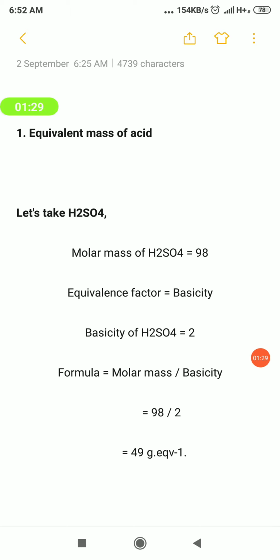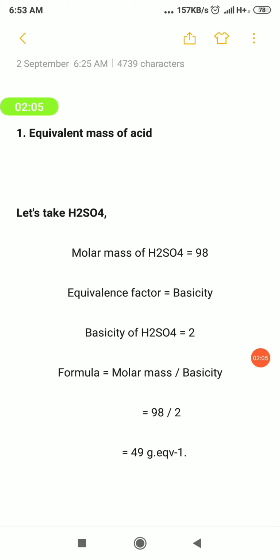And equivalence factor. If the given compound is an acid, the equivalence factor will be basicity. Basicity means the number of replaceable hydrogens present in the acid. So here, how many replaceable hydrogens are there? There are 2 hydrogens. So here the basicity will be equal to 2. Then we can directly proceed in the formula. Equivalent mass is equal to molar mass divided by basicity. What is the molar mass? 98. Then what is the basicity? 2. So 98 divided by 2, that is equal to 49 gram per equivalent.